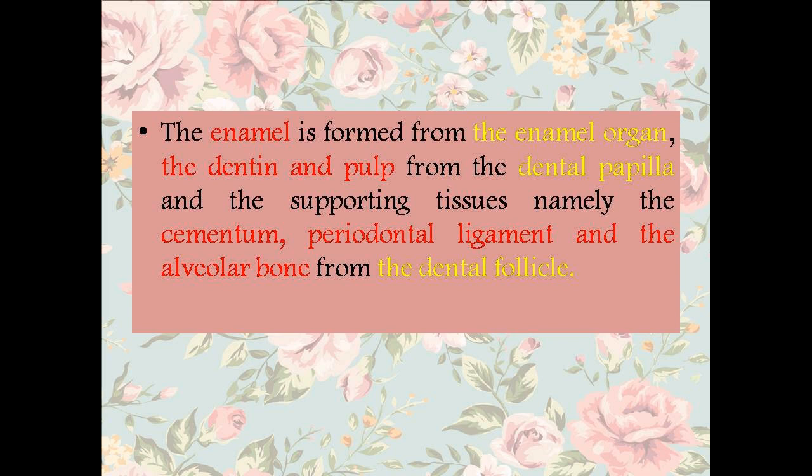Now remember it this way: enamel organ, as it has enamel in its name, so enamel develops from the enamel organ. Dental papilla, D and P. So it has D and P in its name. Dentine and pulp, which also have D and P in their names, develop from the dental papilla. Coming to dental follicle, what is left in tooth and tooth supporting structures? Your cementum, alveolar bone and PDL are the only remaining things. So they develop from the dental follicle.